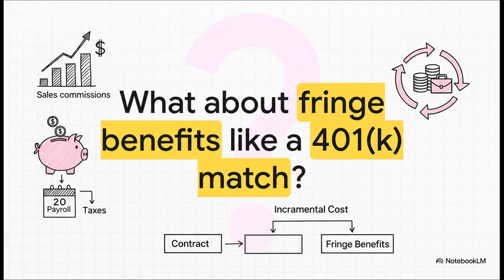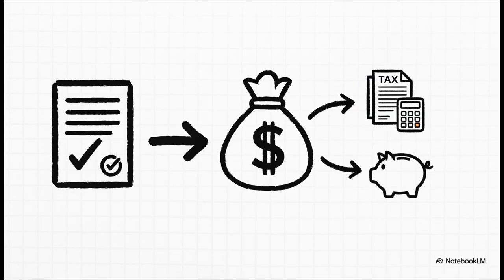If the sales commission itself is an incremental cost, what about all the stuff that comes with it, like payroll taxes and the company's 401k match that are based on that commission? And the answer is a big yes. Those are incremental costs too. The logic is exactly the same.